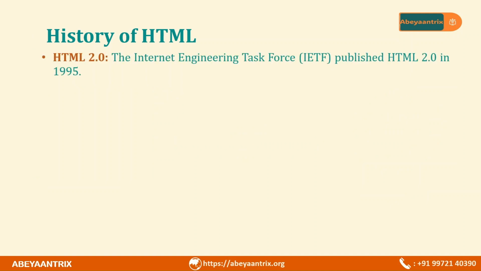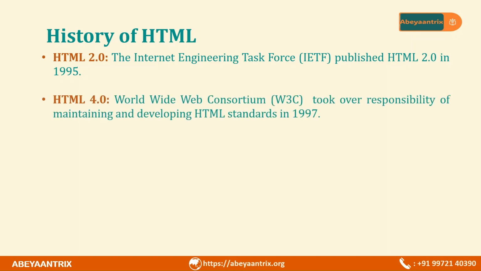Now let's fast forward through the major versions. First, HTML 2.0 was introduced in 1995. The Internet Engineering Task Force, or IETF, officially published HTML 2.0. This was the first standardized version. Next is HTML 4.0, introduced in 1997. This was a game changer. The World Wide Web Consortium, W3C for short, took over the release of HTML 4. This version brought many powerful features.